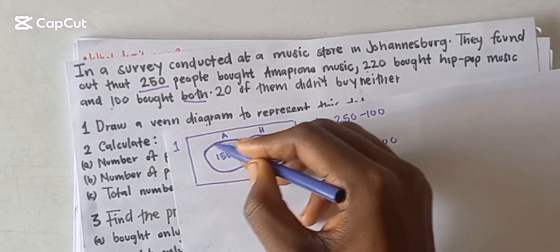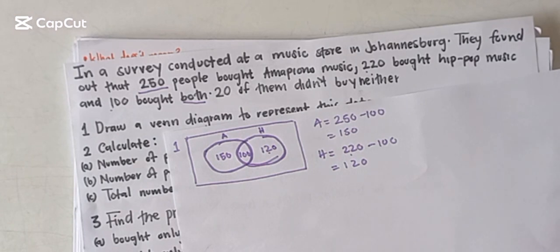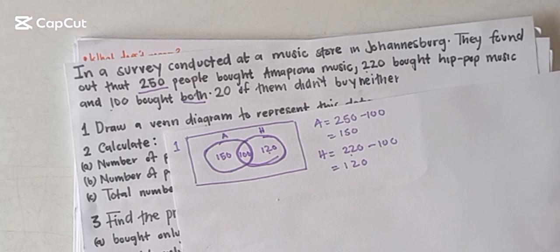And then for amapiano, there's going to be 150 for add these 2 numbers. So this is the information that we have to include there. And I forget there is 20 of them that didn't buy either. So those kinds of people didn't buy either of those kinds of music. Where do we put that kind of number?